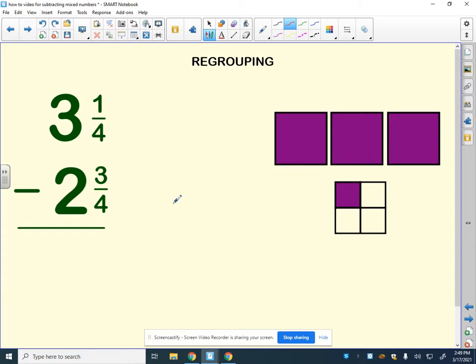Do you remember how we did that? Yeah, we're going to regroup. We're going to exchange this one whole. That's going to leave us with 2. And what are we going to turn that one whole into? Well, what do we need more of? Fourths. So we're going to make, oops, that's a little off center, but that's okay. It's a picture, it's not a very specific diagram. We're just going to make it look good enough. So now I have 4/4 that I'm going to add to this.